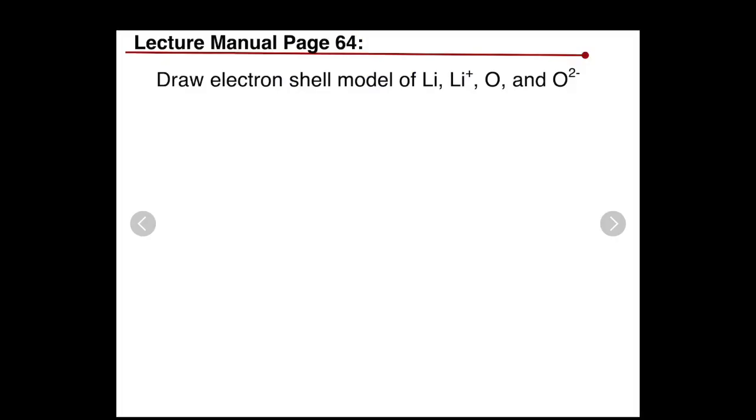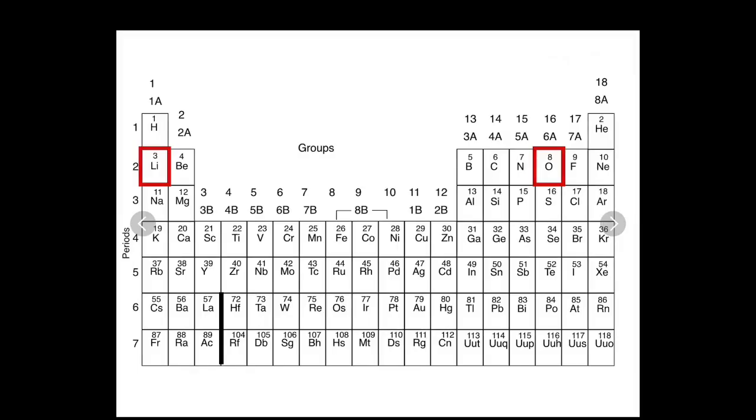Next, we are going to take a look at the size of an ion. We are going to compare the neutral atom versus the ions, whether it's a cation or anion. So we are going to first look at lithium and oxygen. According to this, if you draw the electron configuration, you are going to get 1s2, 2s1 for lithium, and for oxygen it would be 1s2, 2s2, and 2p4. So we are going to use these to help us draw the electron shell models.